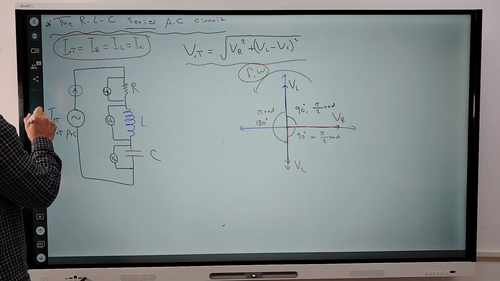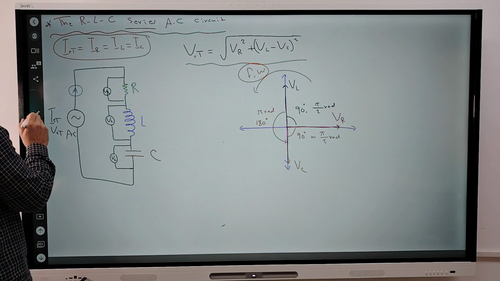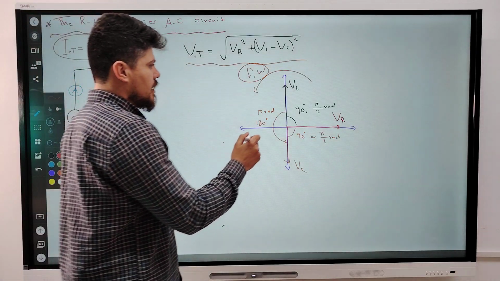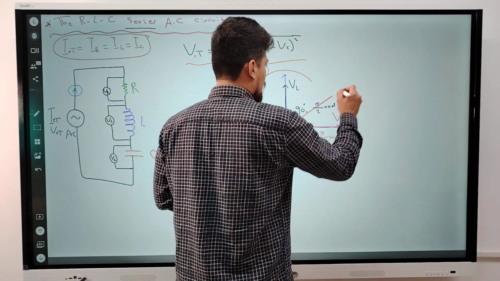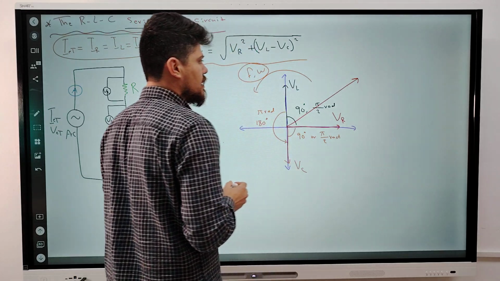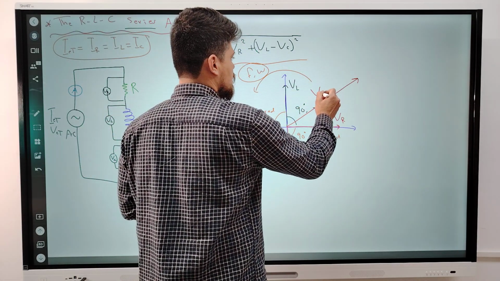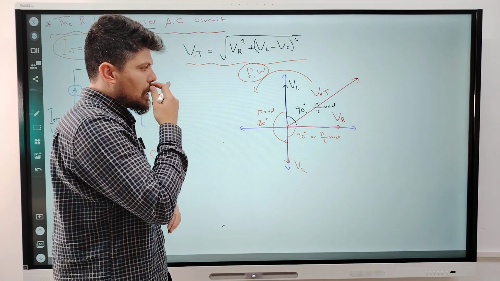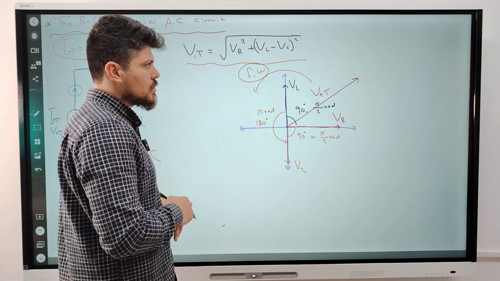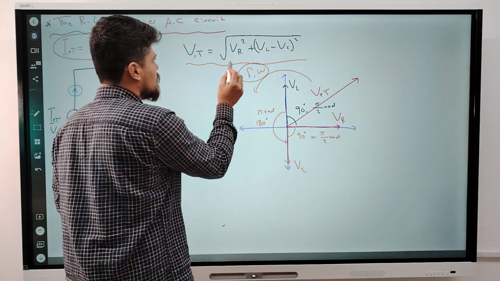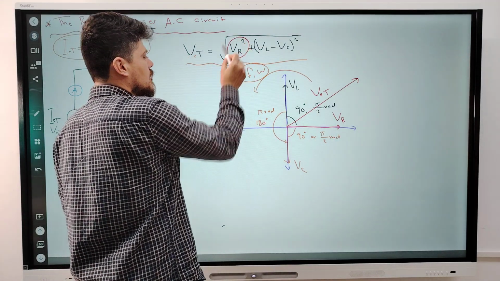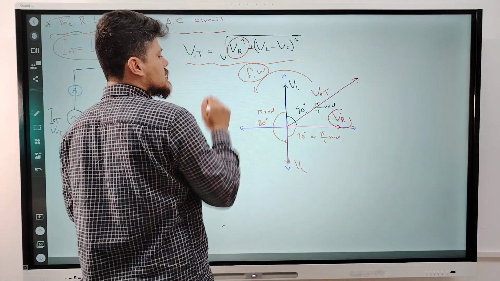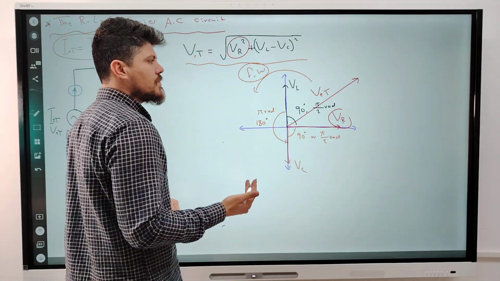To find the total effective voltage, VE total, we have to use the Pythagorean theorem. What is this? This is VE total. According to the Pythagorean theorem, VE total is equal to the square root of VR squared, the adjacent, plus, in opposite, what we have in opposite?